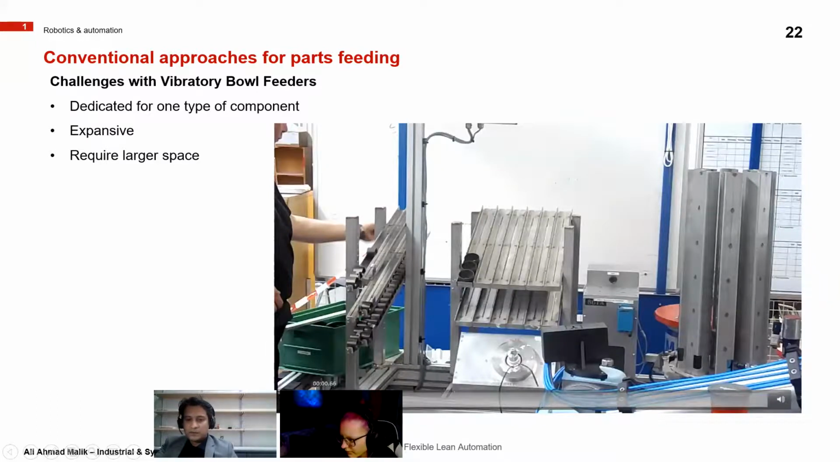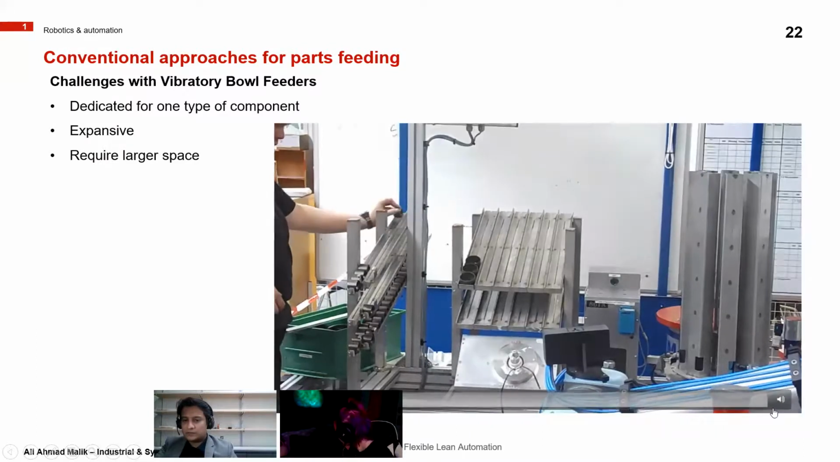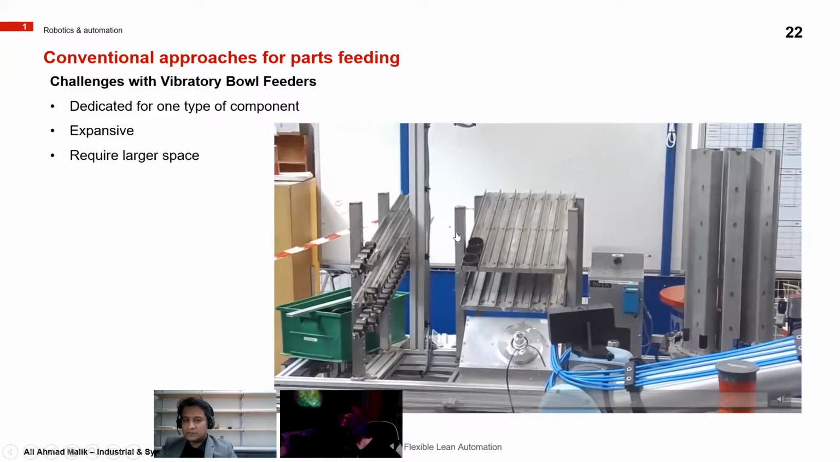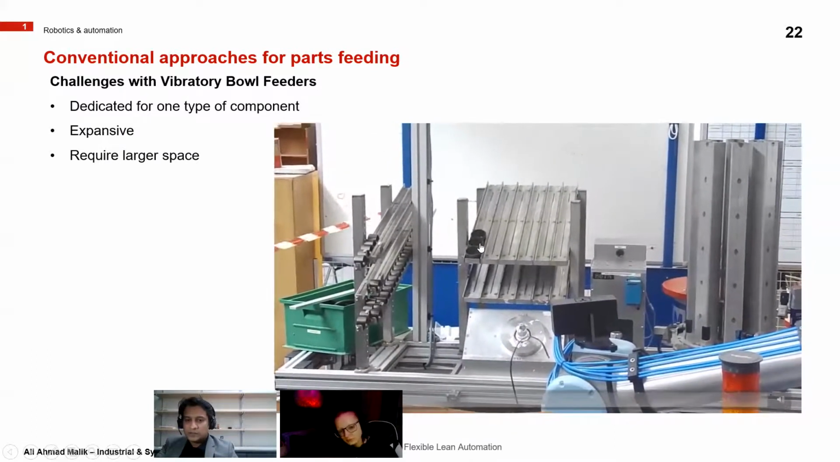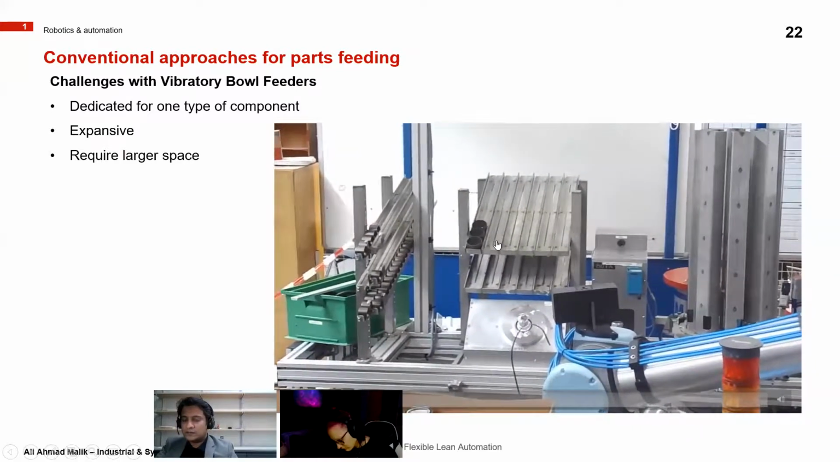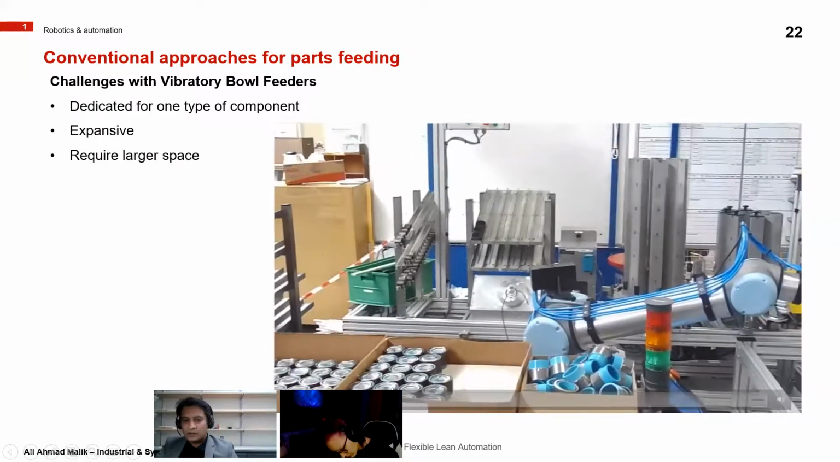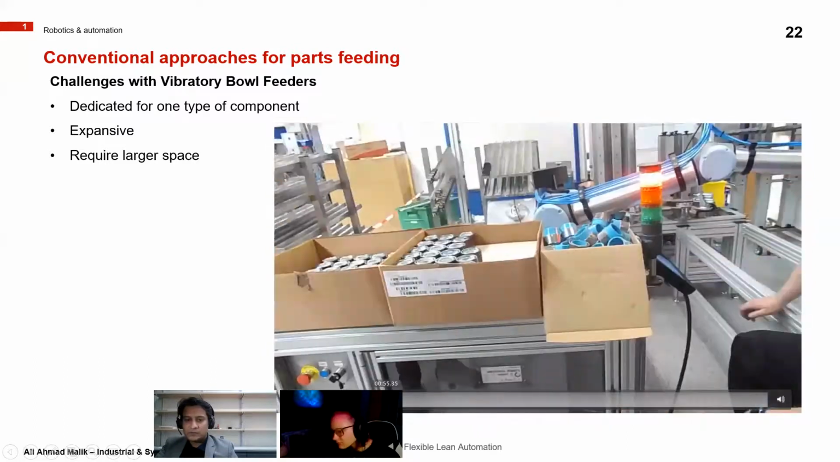In this example of robot application, we avoided using any bowl feeder. Instead, we placed many fixtures. So for each component, there is a dedicated fixture, and the robot.